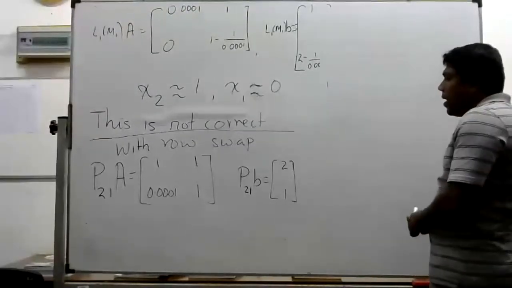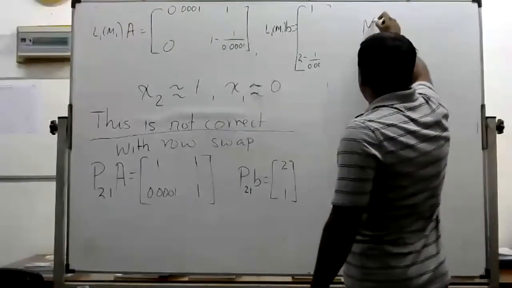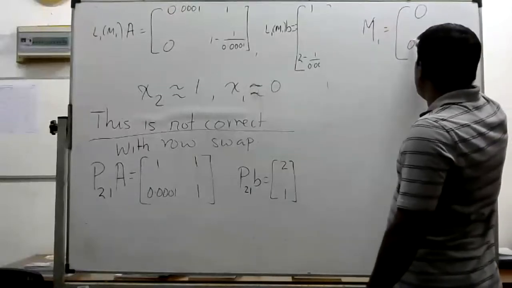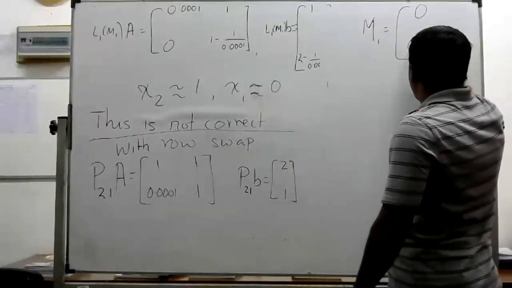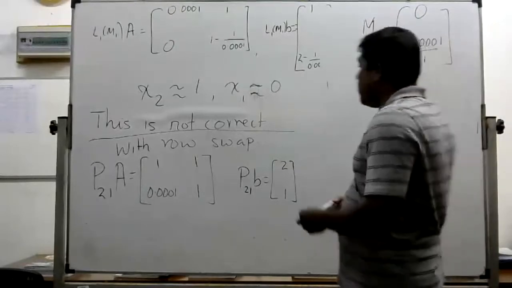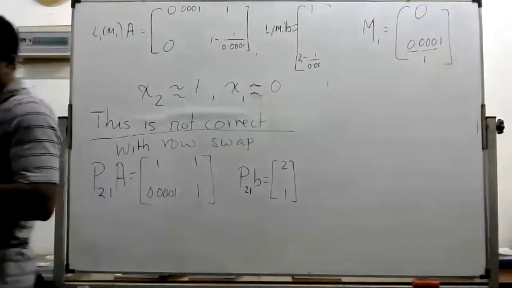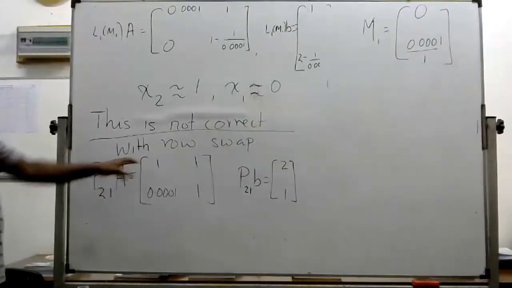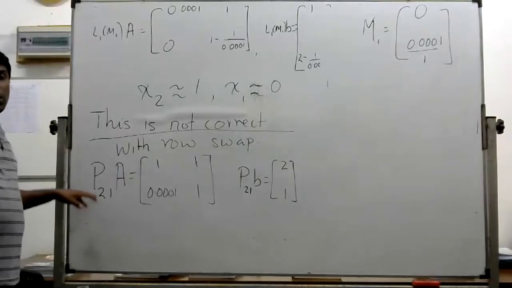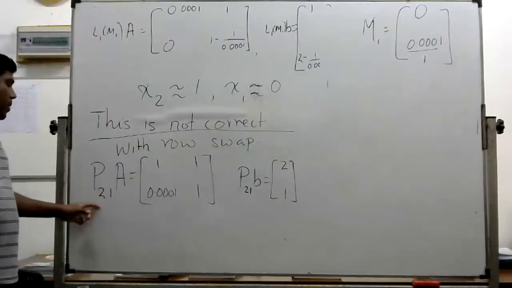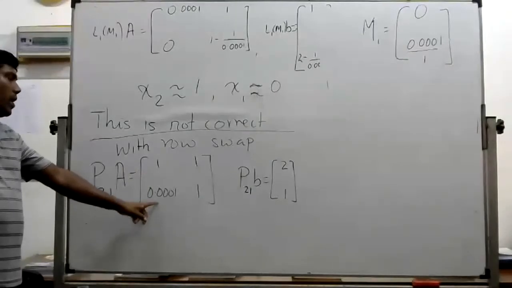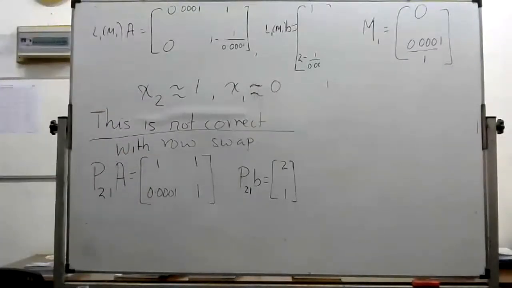Right. Now if you apply Gaussian elimination, in this case your m1 is going to be 0 and here 0.0001 divided by 1. Right, so this time your m is going to be, after interchanging the rows, after multiplying by the elementary permutation matrix, you get 1, 0.0001. So your m1 is going to be this.